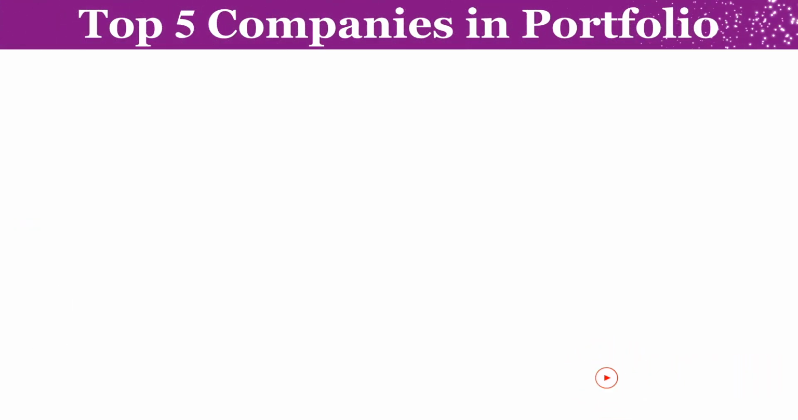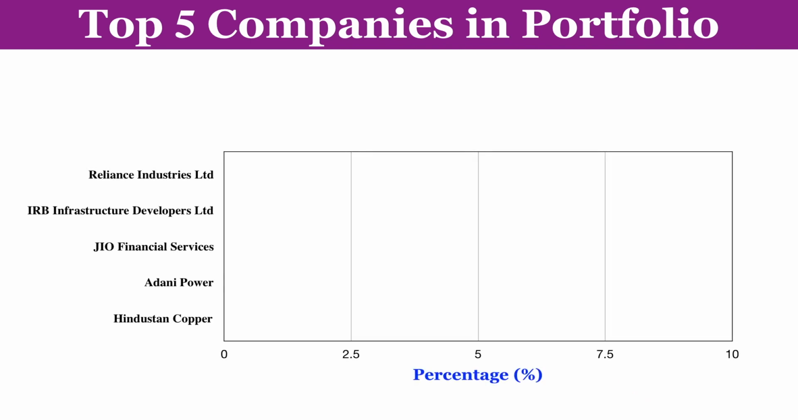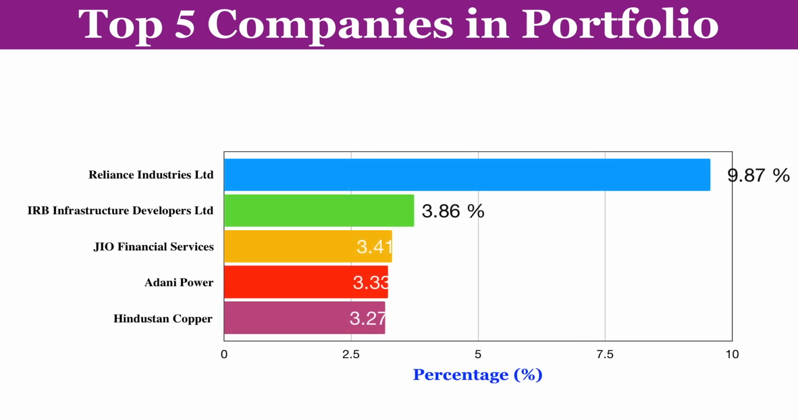In the next section, we will understand the top 5 companies in this portfolio. Reliance Industries Limited has an allocation of 9.87%. IRB Infrastructure Developers Limited has an allocation of 3.86%. Jio Financial is around 3.41%, whereas Adani Power and Hindustan Copper fall under the 3.5% range.